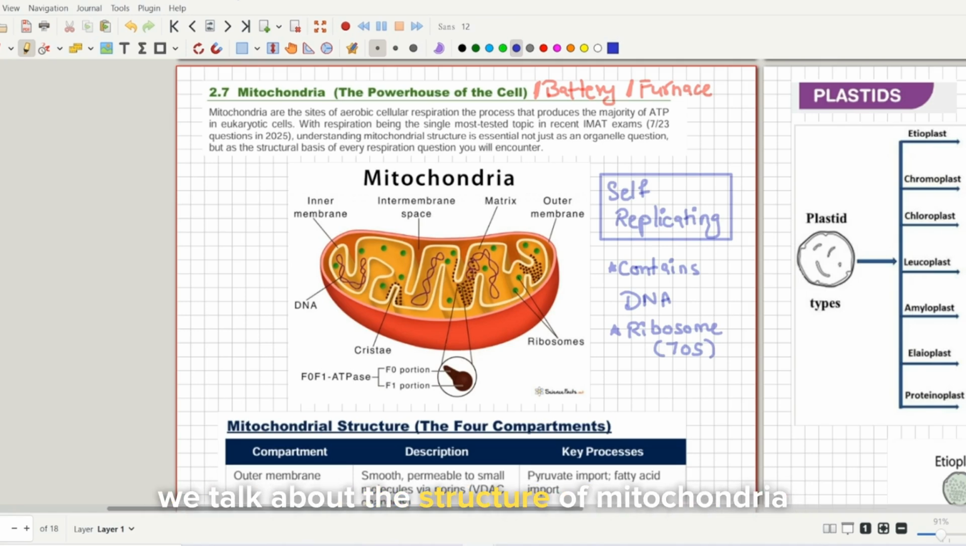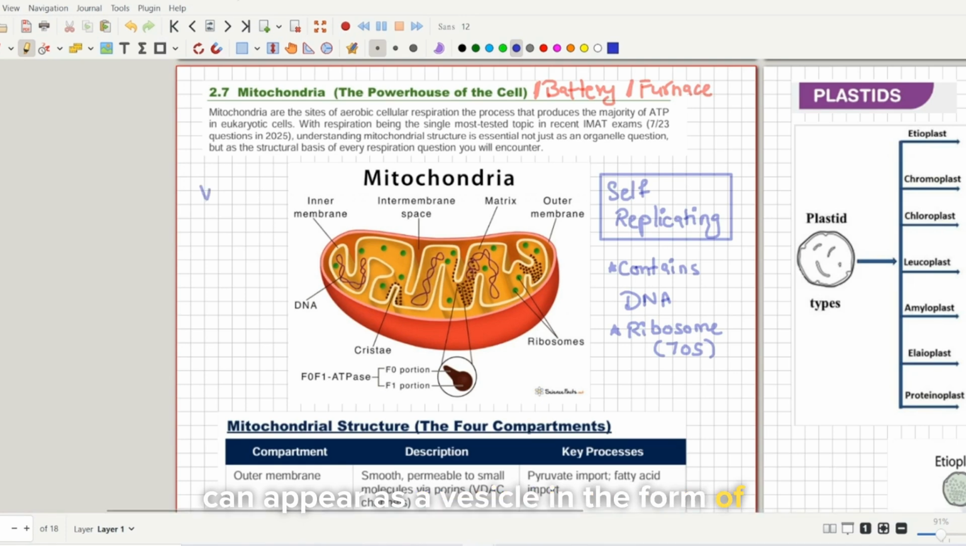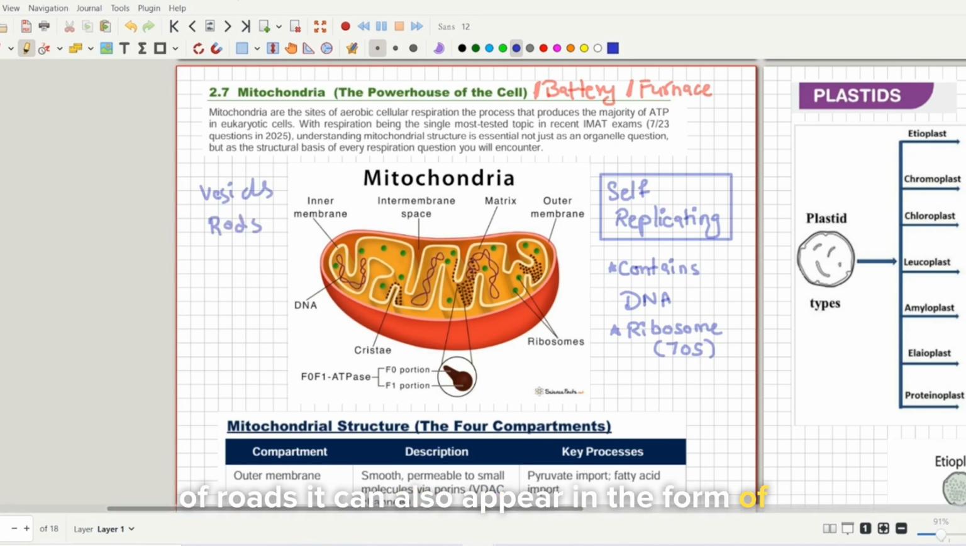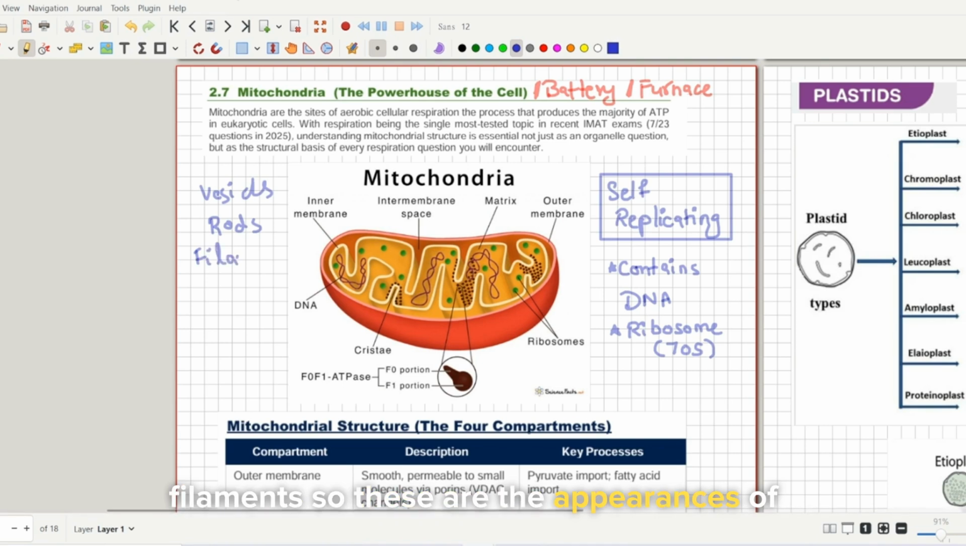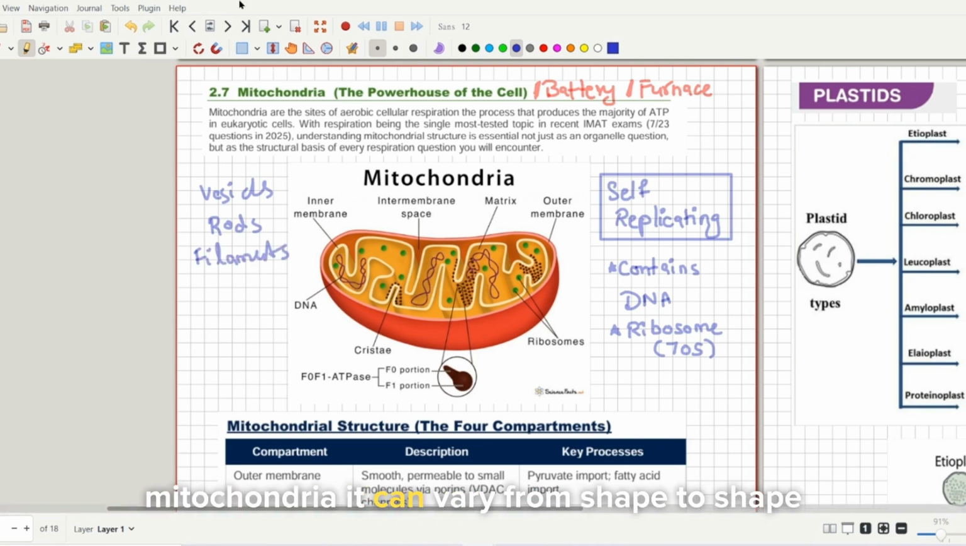If we talk about the structure of mitochondria, it can appear in the form of vesicles, it can appear in the form of rods, it can also appear in the form of filaments. So these are the appearances of mitochondria. It can vary from shape to shape.